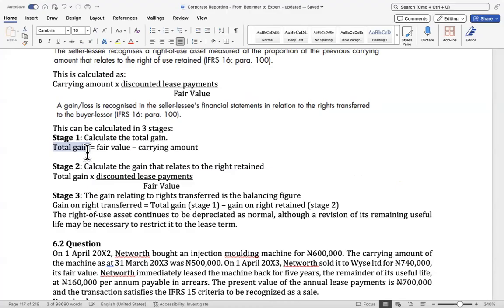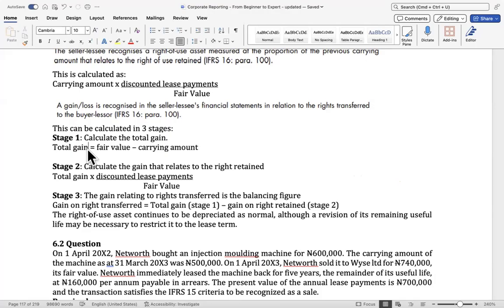But in this case now, it cannot recognize everything to P&L. We are going to restrict this gain as well for the fact that he is leasing the asset back. For the fact that, yes, he has sold, but he's still using the assets. So you cannot recognize an entire gain on such an asset because you are still using it.